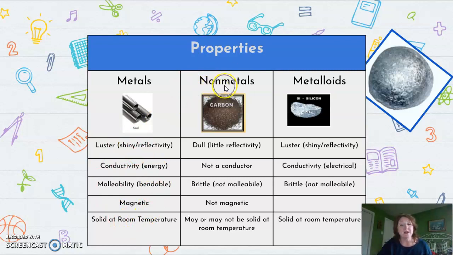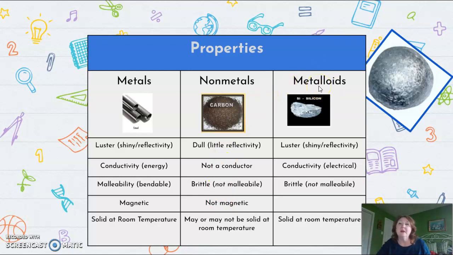Now, by contrast, let's look at the properties of nonmetals. Instead of luster, they are dull in appearance. They don't reflect light. Instead of being a conductor of energy, they are not conductors. They make better insulators. And they are not malleable. They are what we call brittle. They will break easily if you try to bend them. Most of them are not magnetic, and they may or may not be solid at room temperature. It just depends on what the conditions are.